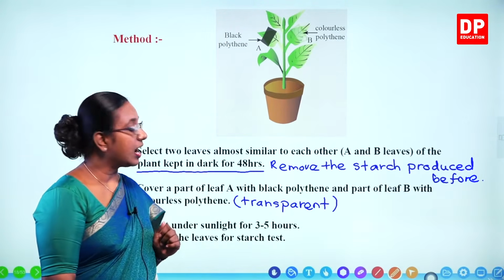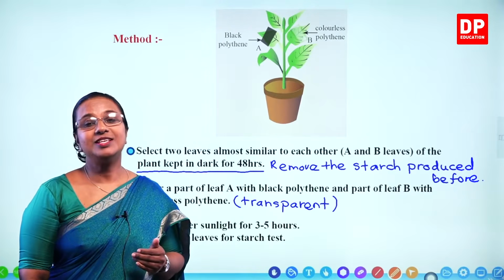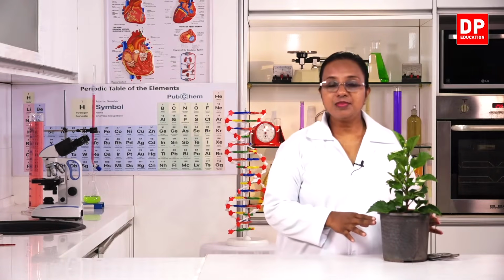So that you have understood the activity now, students, we will carry out this activity in the lab. As I explained to you all, we are going to test whether light is necessary for photosynthesis. So for that, we have a potted plant. I kept this in the dark for 48 hours. So I took it out of the dark now.